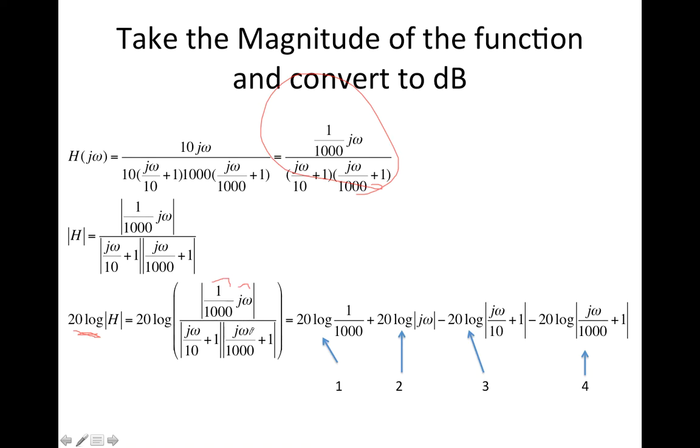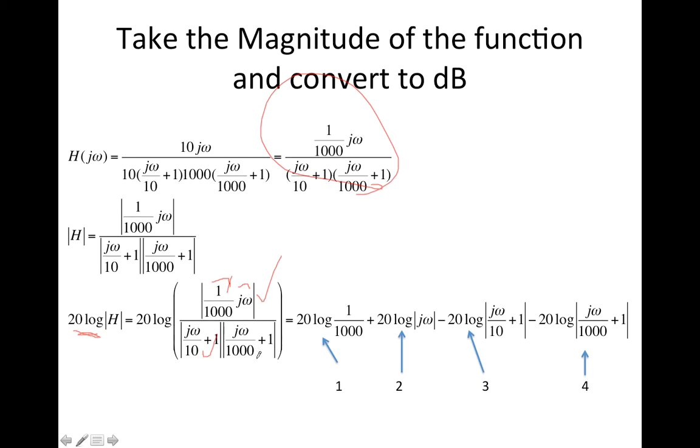So from this expression, we're going to end up with four terms. First, we will have 20 times the log of 1 over 1,000. That comes from right here. Then we'll have 20 times the log of the absolute value of j omega. That comes from right here. Then we have minus 20 times the log of the magnitude of j omega over 10 plus 1. That's this term in the denominator, with the division property of logarithms applied.